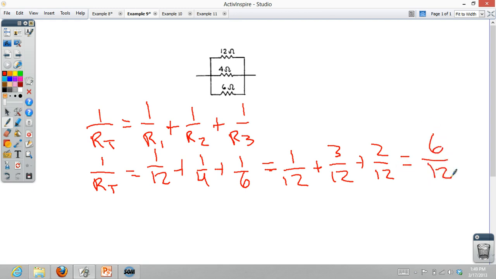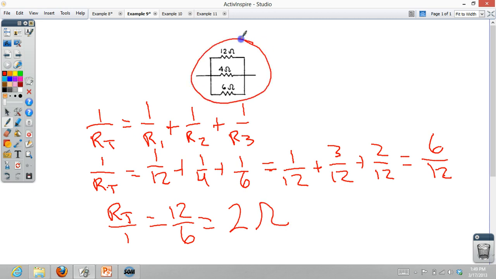But be careful, our resistance in this parallel branch is not 1/2. We have 1 over RT is equal to 6 over 12. So now we need to flip both sides. RT over 1 will be equal to 12 over 6, which means that my total resistance in this branch is 2 ohms.